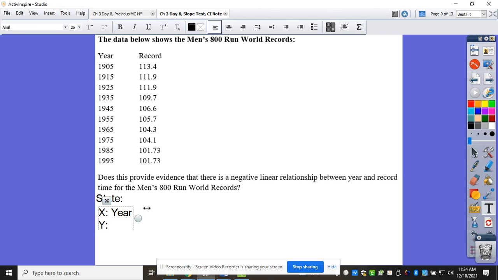Now, y here, this one I should have given you a little bit more context. Below it says, does this provide evidence there is a negative linear relationship between year and record time for the men's 800 run world records? So that gives me a little bit more context. So what is my y? It is the what for those? Record time.